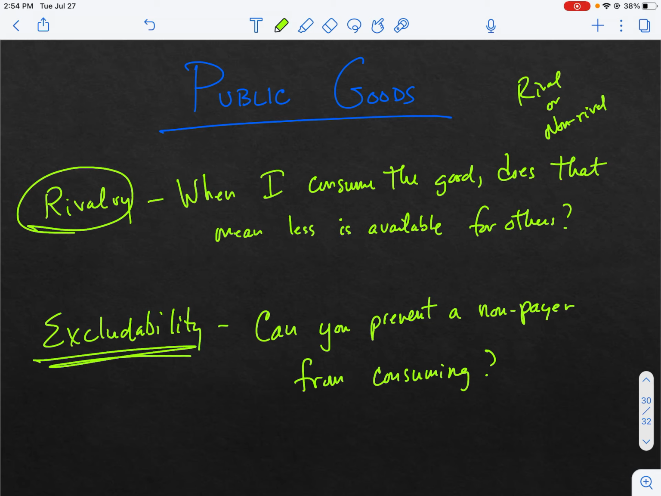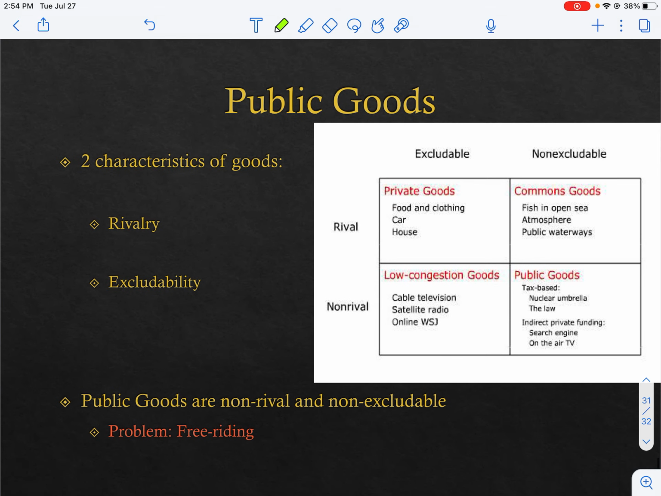Now, there are private parks as well. Seabreeze, right? Hershey Park. Those are examples of private parks and they're excludable. If you don't pay admission, you don't get to go through the gate, right? But that's what excludability has to do with: can you prevent a non-payer from consuming? So public goods are by definition non-rival and non-excludable.